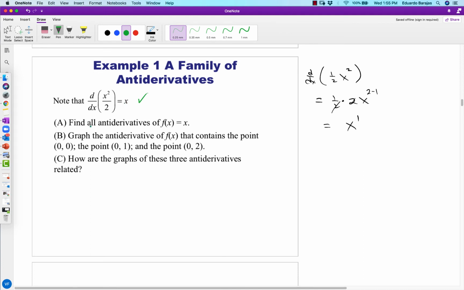So part A, find all antiderivatives of the function f of x equals x. Well, this is kind of a spoiler here. It's giving it to you right there, right? So for part A, find the antiderivative of f of x. When you see those words, find the antiderivative, what is that? We need to find a function whose derivative equals this. That's what we want. And well, spoiler alert right there. So capital F of x equals x squared over 2.